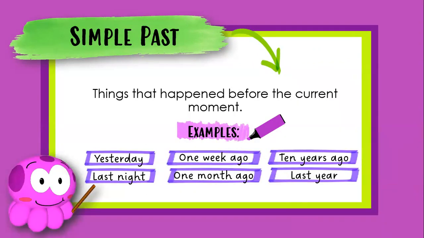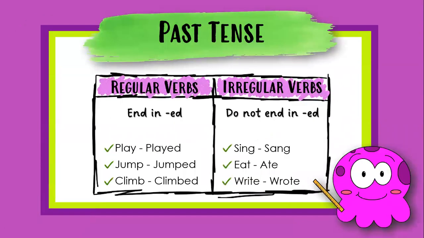So simple past. These are all the things that happened before the current moment. It could have been this morning or yesterday, 2 days ago, 1 week ago, 10 years ago, last night, last year. All of these are things that happened in the past. And as we're going to see right now, there are different ways to write past tense verbs. So let's take a look at them. We have two. Basically, we have the regular verbs and the irregular verbs.